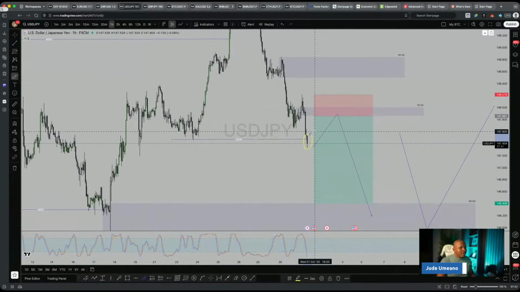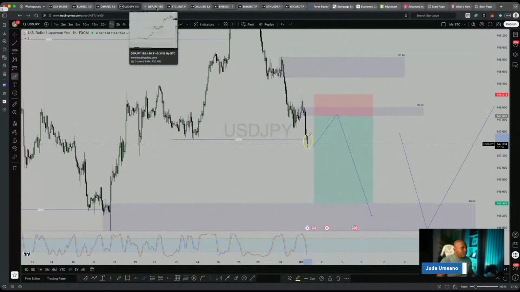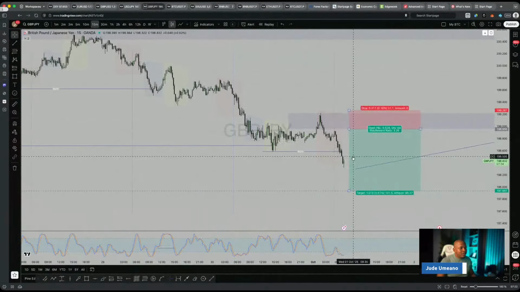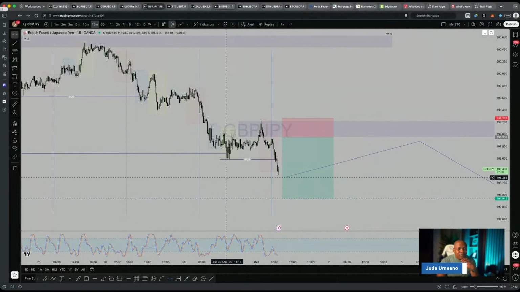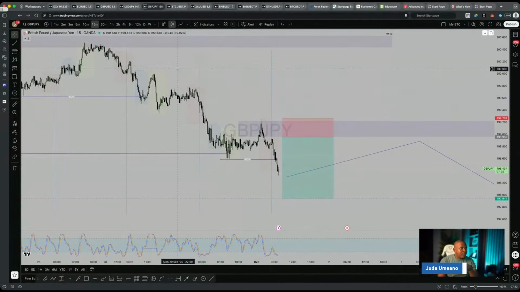For this, I'm looking at this. For UJ, we're looking at this to this point, taking a short position. For GJ, the same thing. I'm looking to take a short position from here. So that is that for the Forex pairs I'm analyzing. Now let's go to crypto.